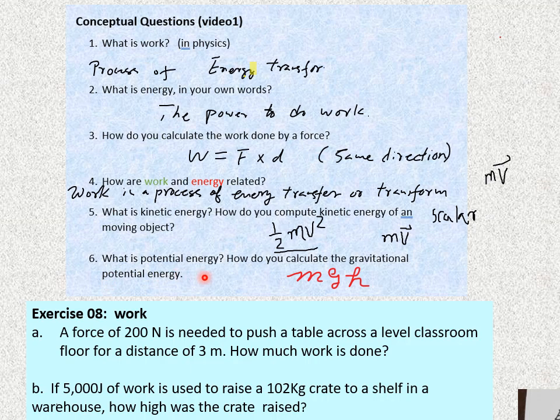What is potential energy? Potential energy is due to the object's position or the arrangement between objects. It's like a rubber band or a spring that is stretched, or especially between the Earth and any object. When you lift it high, the distance between the Earth and the object becomes larger. So that is potential energy due to the position or arrangement of objects. In particular, how do you calculate the gravitational potential energy? As mgh.